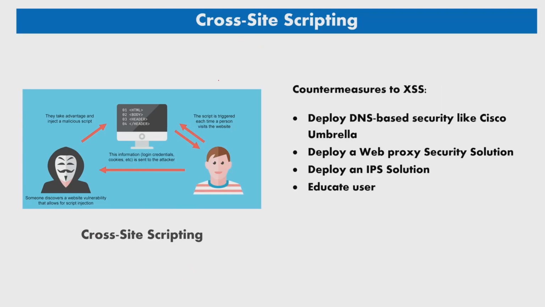So here are the following countermeasures for cross-site scripting, or XSS. First is to deploy a DNS-based security like Cisco Umbrella to block users from accessing malicious websites. You can also deploy a web proxy security solution such as the Cisco WSA, or Cisco Web Security Appliance, to block users from accessing malicious websites. You can also deploy an IPS solution to detect and prevent malicious XSS or CSRF. And you can also educate end users, for example, on how to recognize phishing attacks.